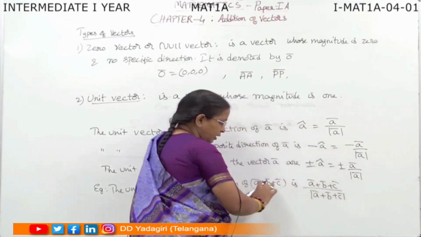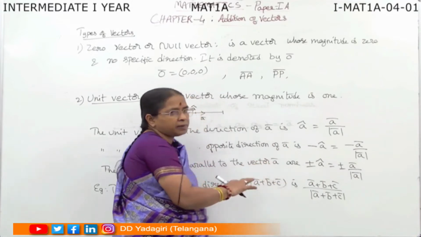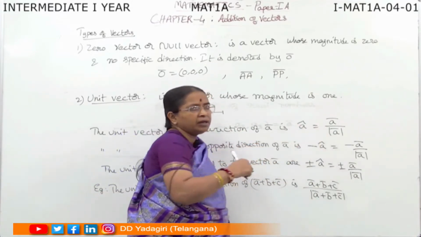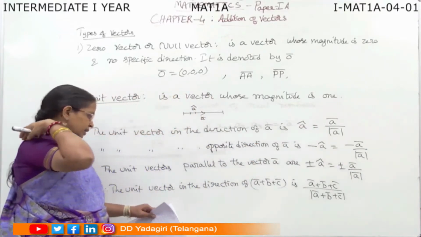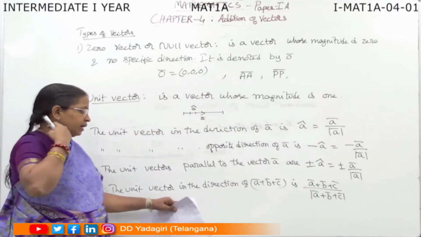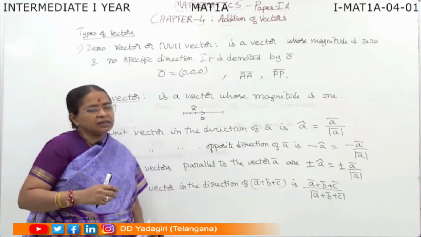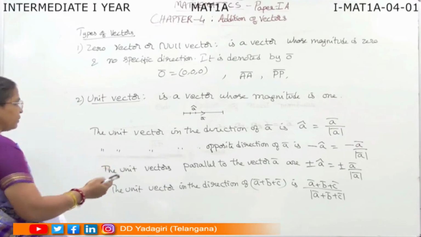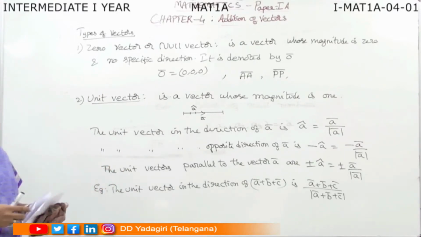So here we will not write any A plus B plus C whole cap like that. Only for a single vector we write A cap is equal to A by mod A. But definition wise it is the same. The unit vector in the direction of A plus B plus C is A plus B plus C by mod of A plus B plus C. So this is all about unit vector.